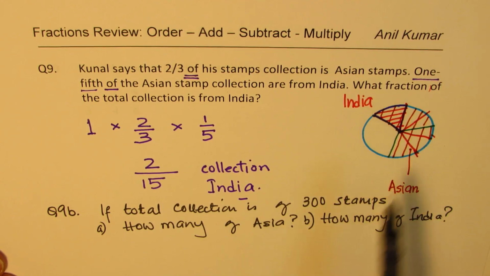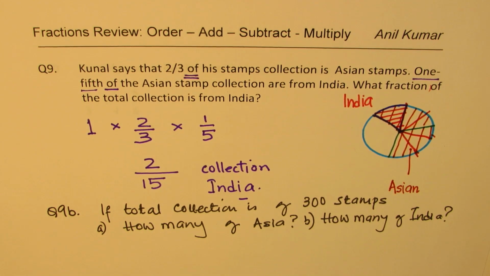If the total collection, right, is 300. Earlier we were working in fractions. To get the numbers, we need to know what is the value of 1 whole. Now here 1 whole, the total collection, is 300 stamps. Then how many will be of Asia and how many of India? That is what you need to figure out. Perfect. So we're almost at the end.